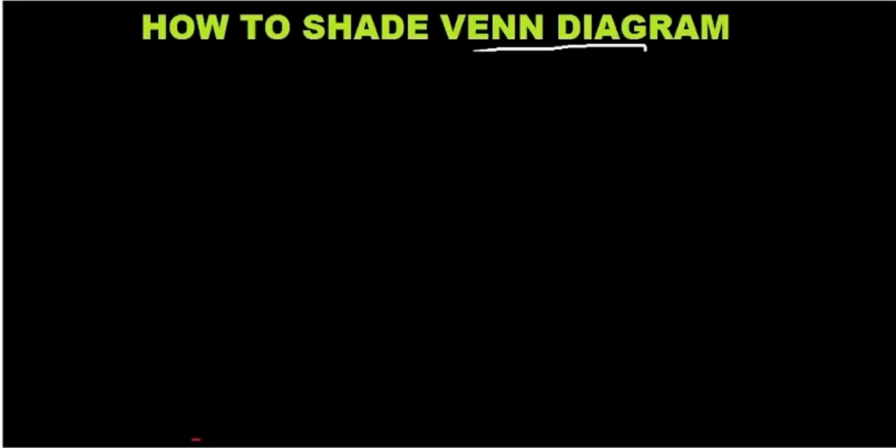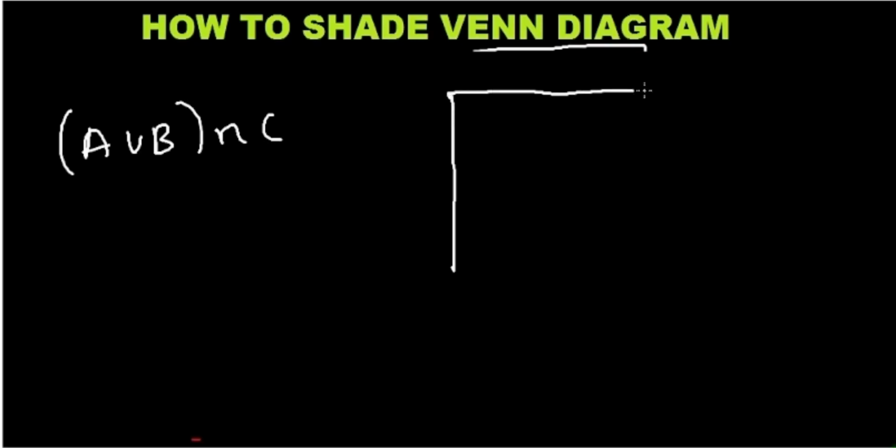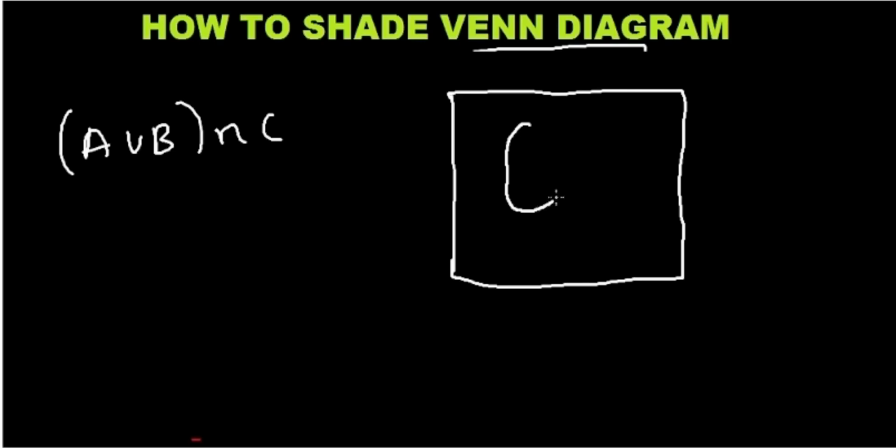something like this. Suppose you're asked to shade, let me find something interesting. Okay, suppose you're asked to shade something like this: A union B intersection C. How are you going to do it? So the first thing that should come to your mind is to draw the diagram.